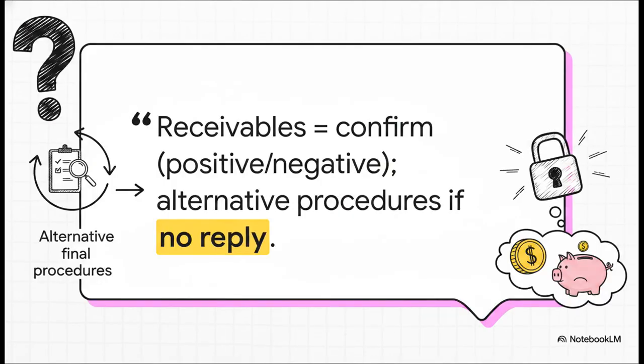Let's lock in this final summary to ensure you've got a complete mental checklist for handling any receivable scenario. First, you attempt to confirm the balances directly. If that fails, you execute your alternative procedures. And finally, always review the allowance for doubtful debts. Because hey, just because a customer owes the money doesn't actually mean they can afford to pay it.